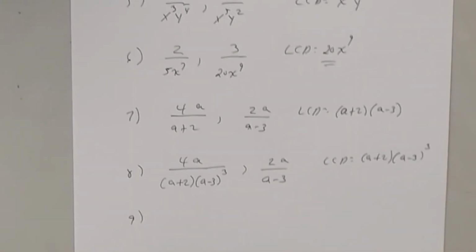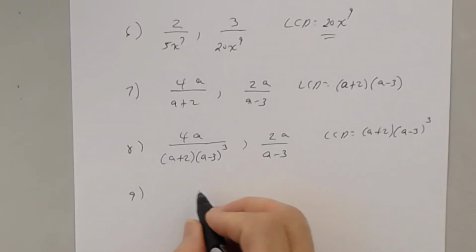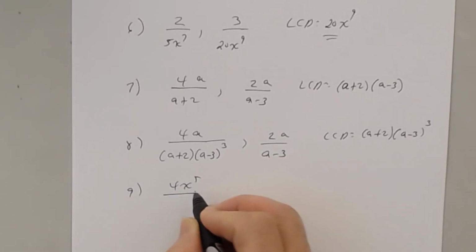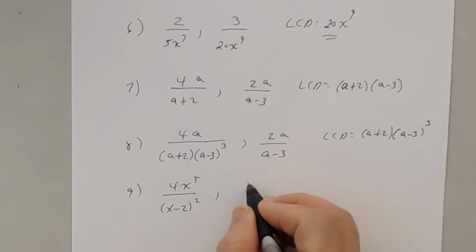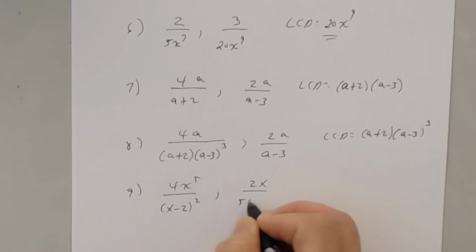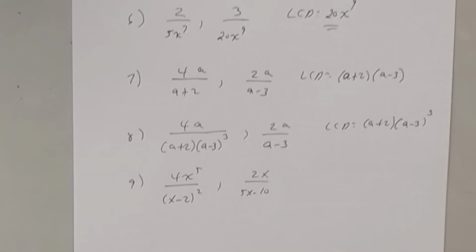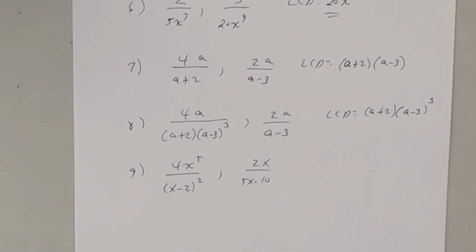Number 9. 4x to the 5th divided by x minus 2 squared, comma, 2x divided by 5x minus 10. All right, now this is where you have to start remembering some things. So we're adding some stuff here. What might you want to do first? Your factors. Factor that second denominator.